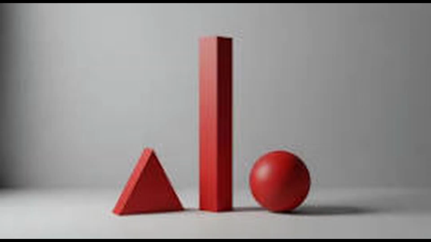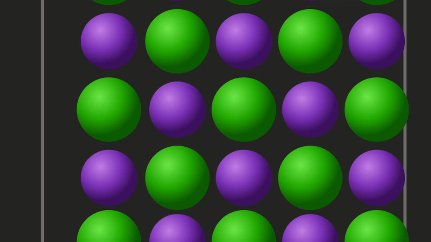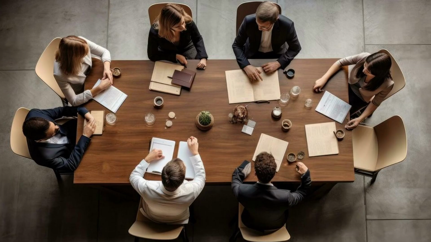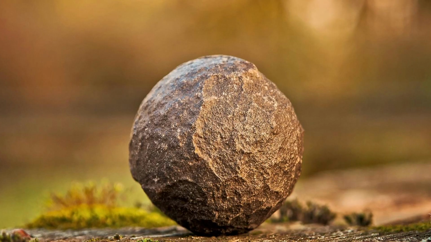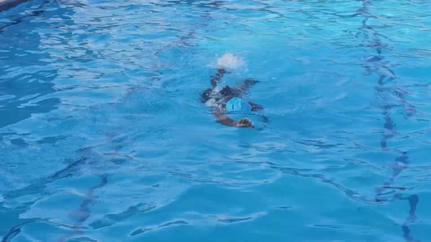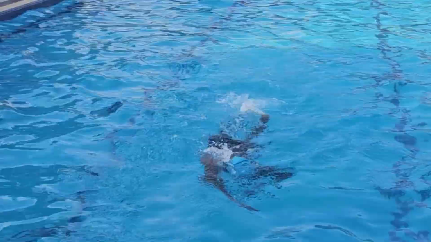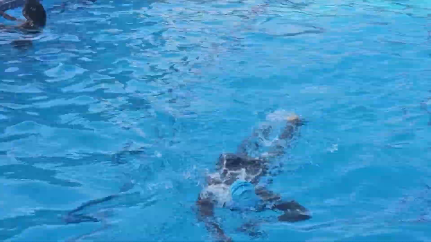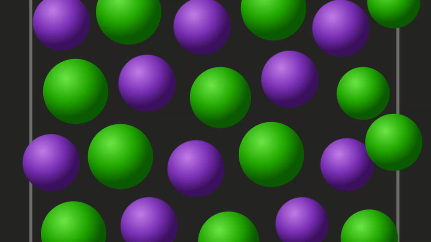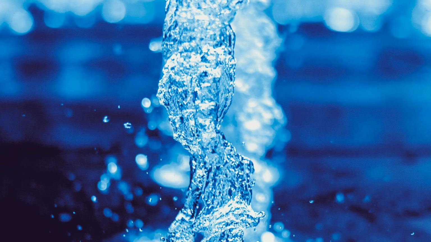Solids have a fixed shape and a fixed volume. This means they keep their shape unless a force is applied. Examples include a table, a book, and a stone. Liquids have a fixed volume but no fixed shape. They take the shape of the container they are in. Examples include water, milk, and oil.